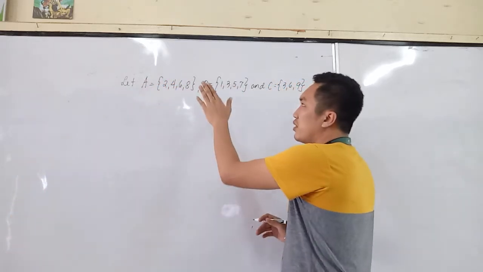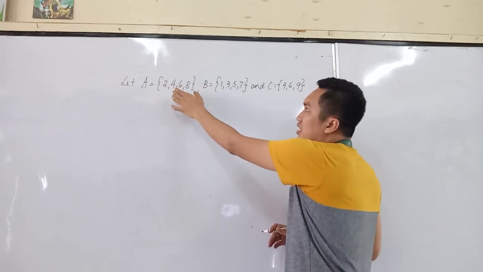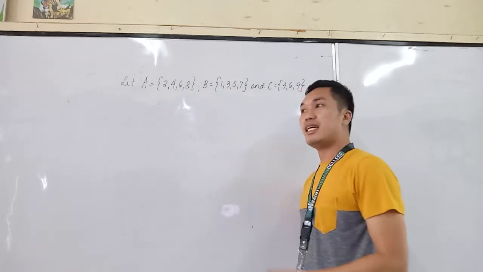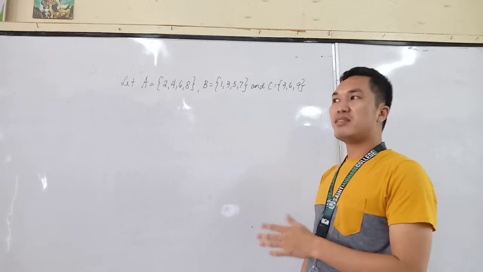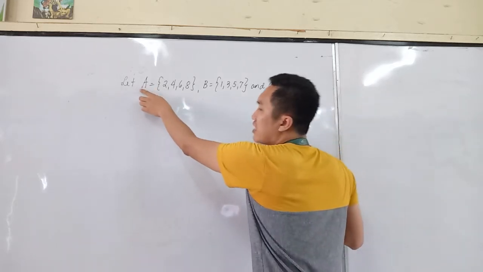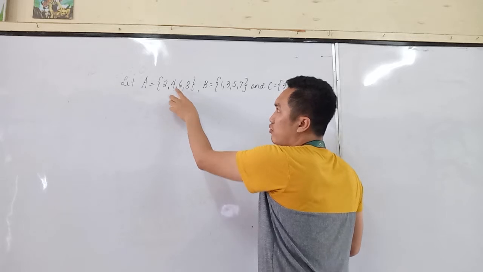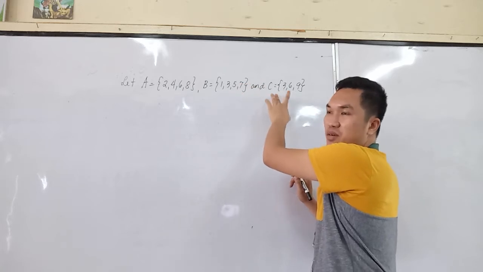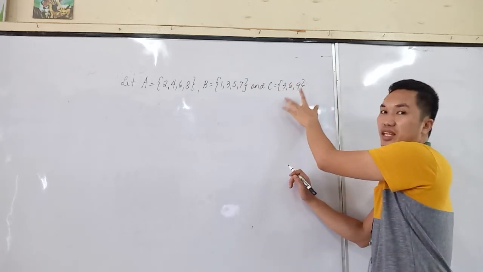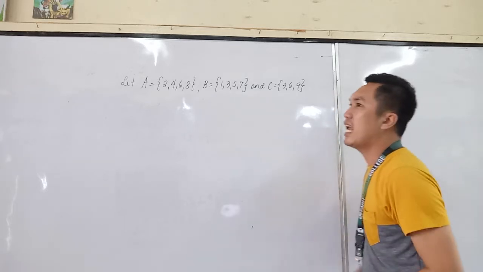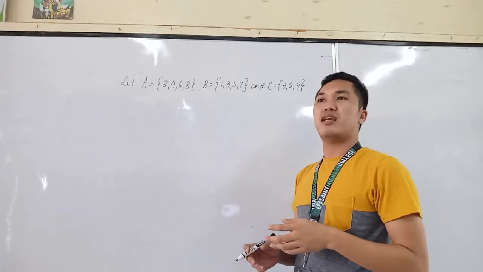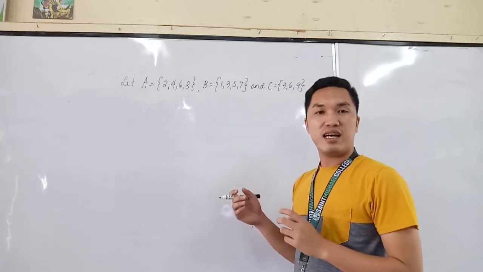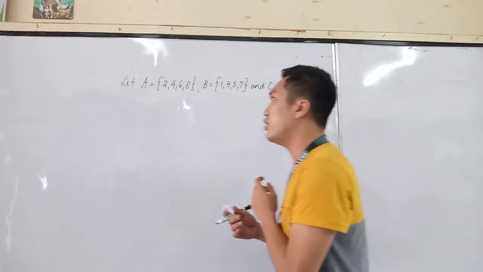By the way, the numbers found inside the set are what we call the elements. These are the elements of the set, meaning to say, set A has the elements 2, 4, 6, 8. Set B, we have the elements 1, 3, 5, 7. And for set C, we have the elements 3, 6, and 9. Now let us have problems. In order for you to understand more about union of sets, let us solve the following problems.